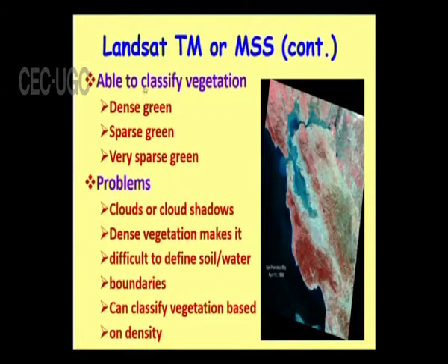And now, some other parameter, it is able to classify vegetation. Here some green color is there, they are the vegetation, the dense green, sparse green and very sparse green. So, it is able to differentiate the different types of vegetation also. And what are the problems associated? Somewhat cloud or shadow. So, here some cloud or shadow is there, and the dense vegetation makes it difficult to define soil or water boundaries, and it can classify the vegetation based on density.